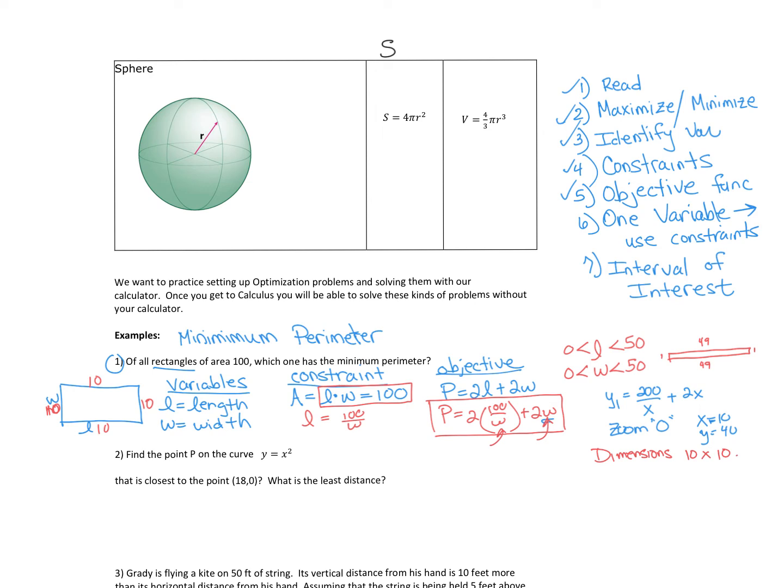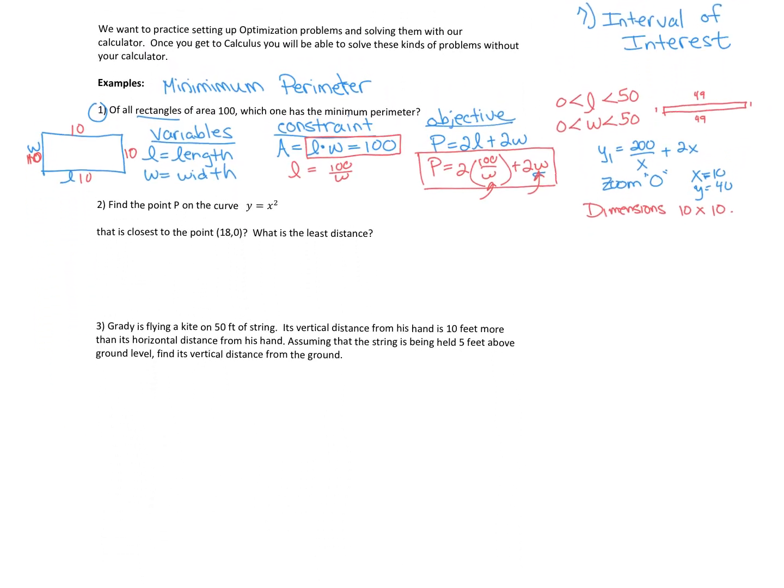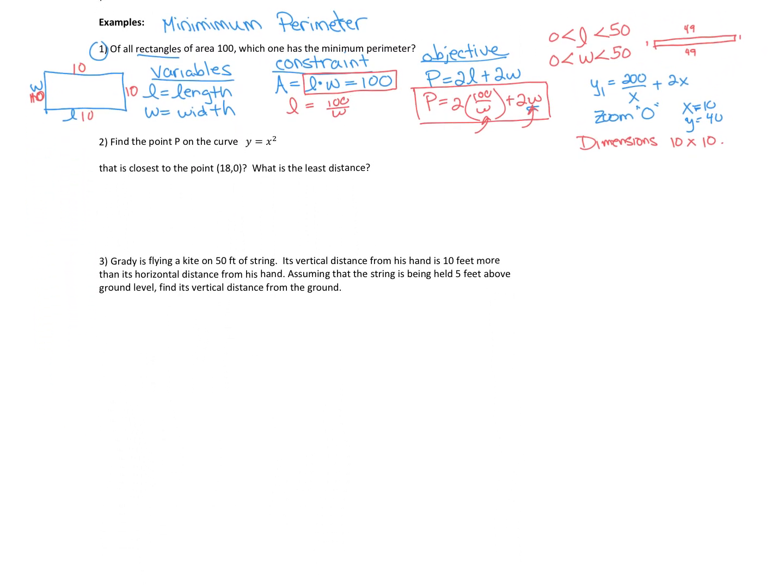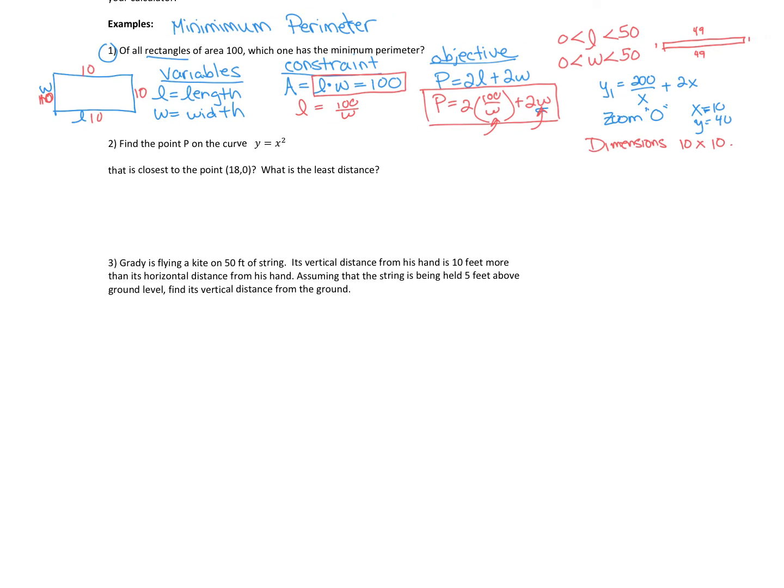Okay, let's do another one. This is more typical of what you would see in your calculus class. We have a point P on the curve y equals x squared that's closest to the point (18, 0), and we'd like to know the least distance. So I'm going to start by saying I want the least distance. So that's my objective, is to minimize the distance.